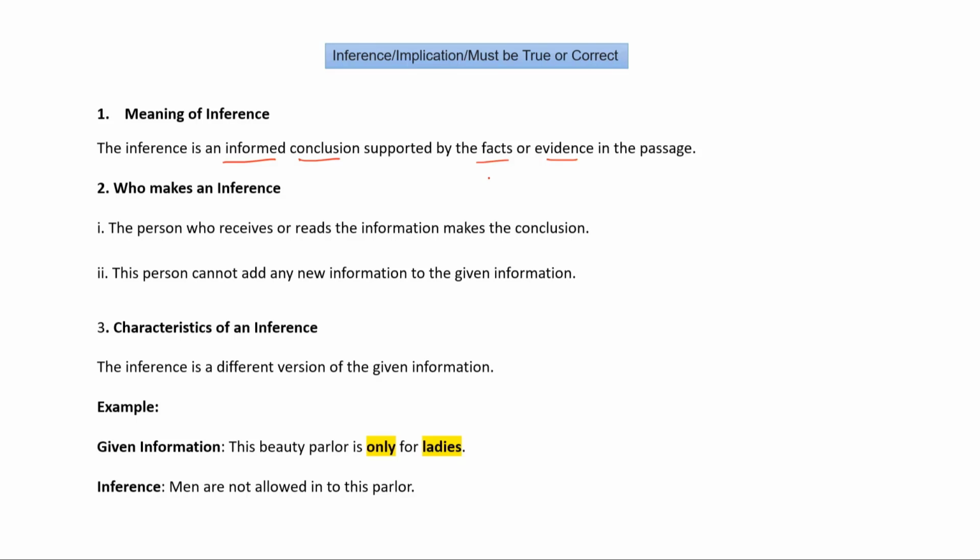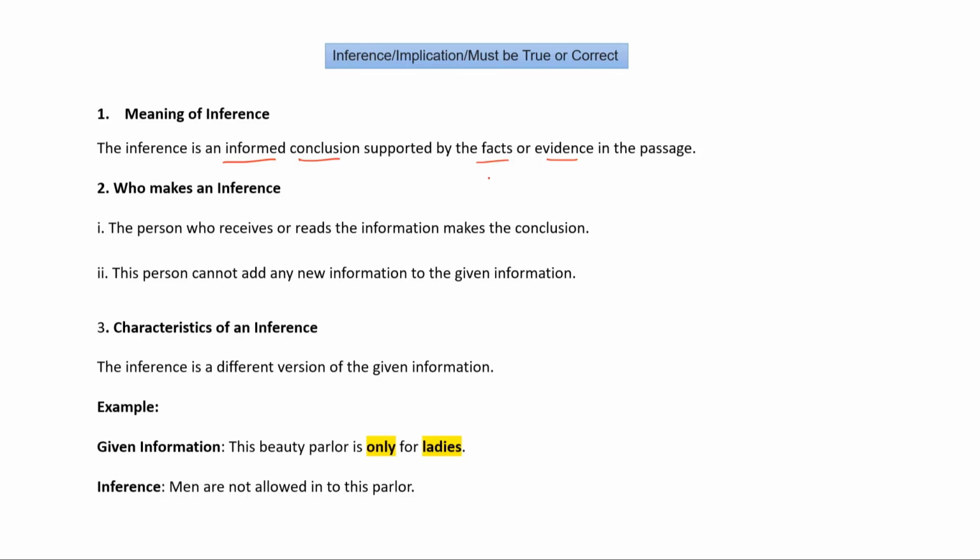Okay. Here you have an example. This beauty parlor is only for ladies. So I receive this information. What inference can I make by using this information? I infer that this parlor is not for men, or men are not allowed for any services here. Here, the word only helps me make this inference.